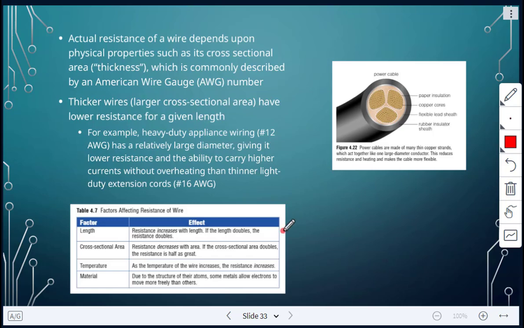Regarding the length of the wire, resistance increases with length. So if you double the length, the resistance will also double. For cross-sectional area, resistance decreases with area. So if the cross-sectional area doubles, the resistance is half as great. Temperature: as the temperature of a wire increases, the resistance increases. And then material, like copper, depends on the structure of the atoms. Some metals will allow electrons to flow more freely than others. All right, and that's where we'll stop today.